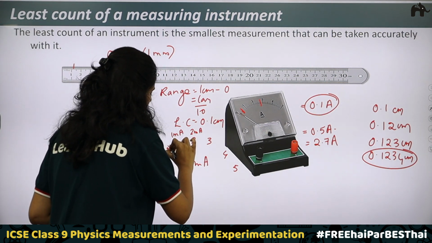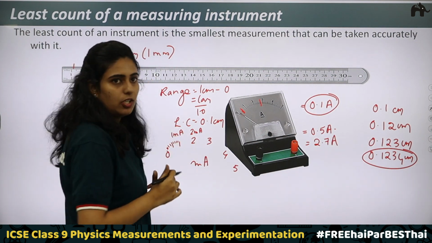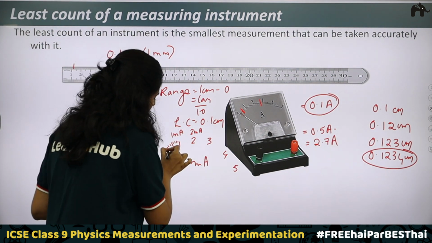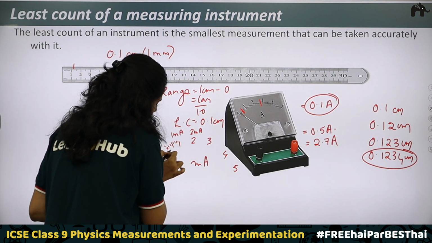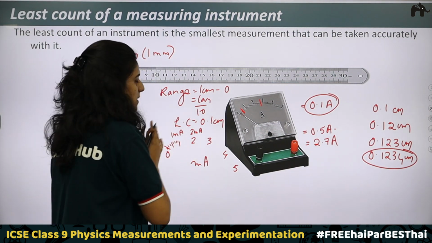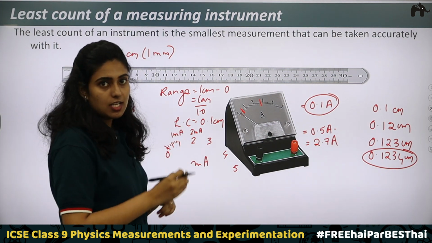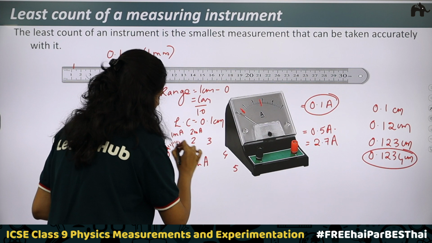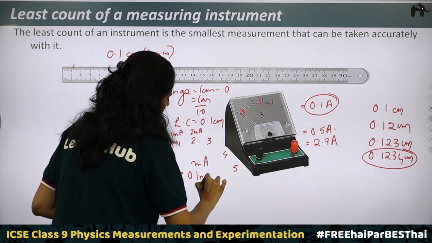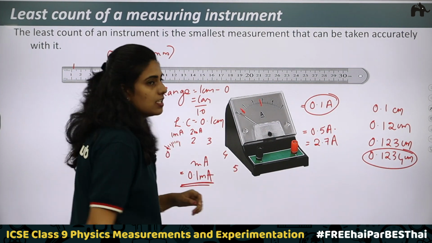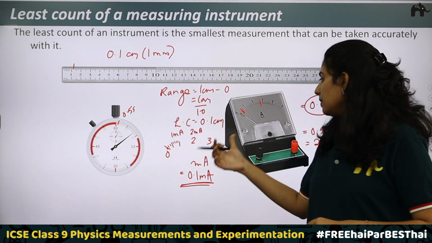2, 3, 4, 5, 6, 7, 8, 9, 10. Okay. You will be having 10 divisions. What does 1 division mean? If your needle is at this point, first point, what does it mean? What will it be equal to? Here we have 1 millimeter. So, the least value that can be measured will be 0.1 milliampere, the least value that can be measured using a millimeter.